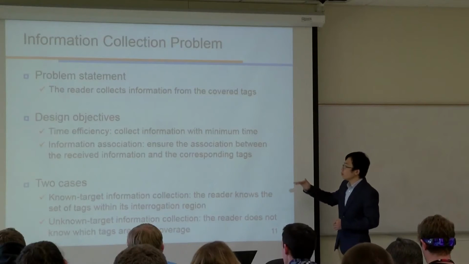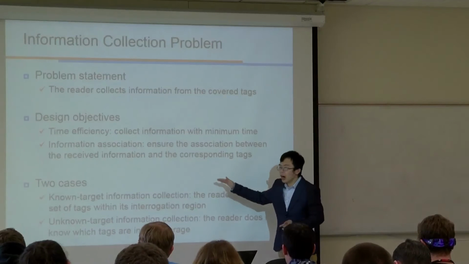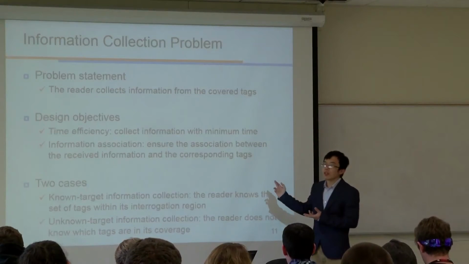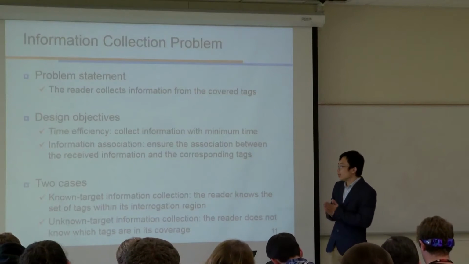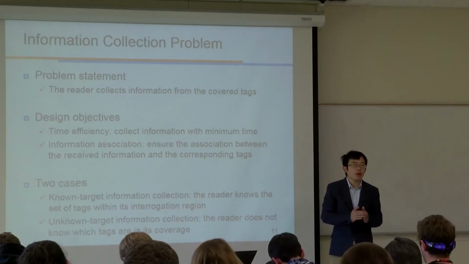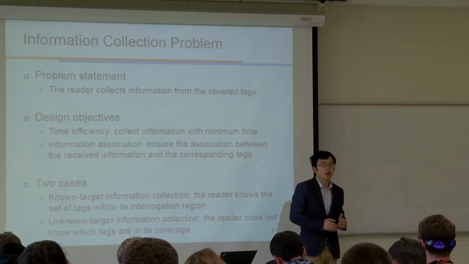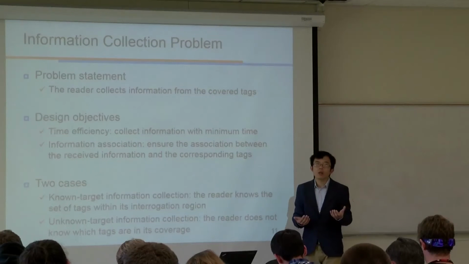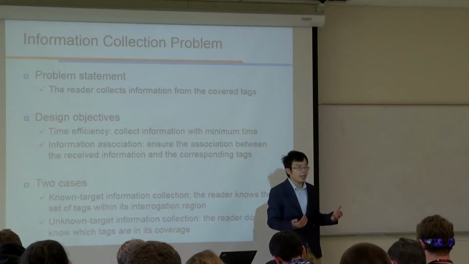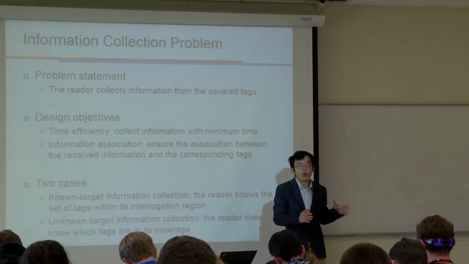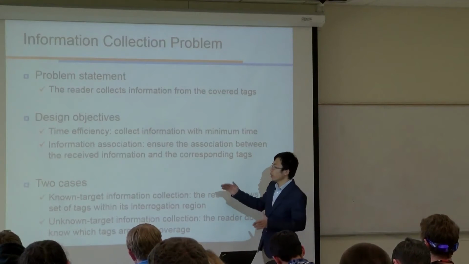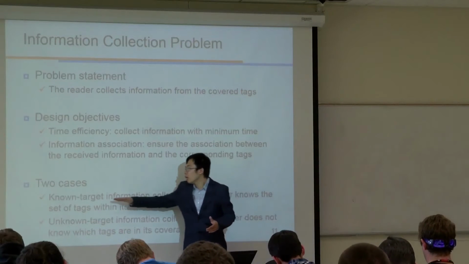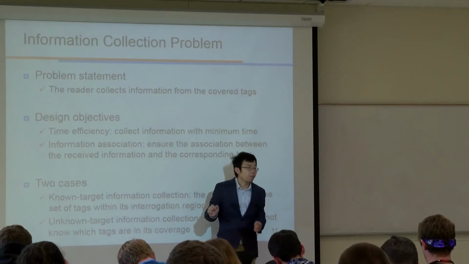Actually, there are two different scenarios for this information collection protocol. In some applications, before the reader wants to collect the information from the tags, the reader may have already known the set of target tags in its coverage region. In other words, the reader has already known all the target tags. In this case, we call the problem known target information collection problem.